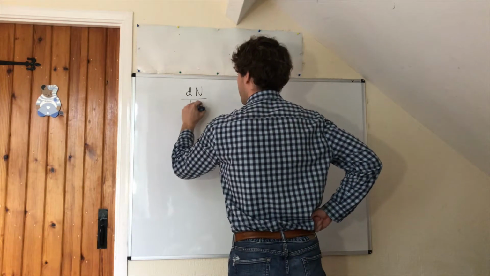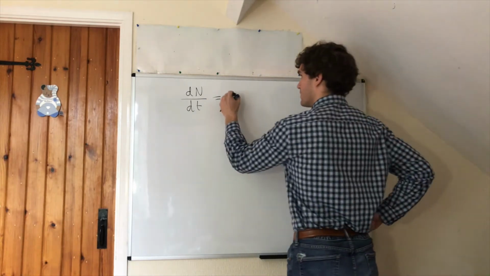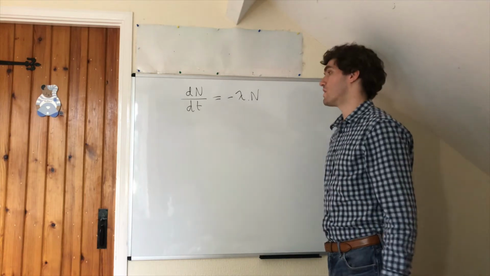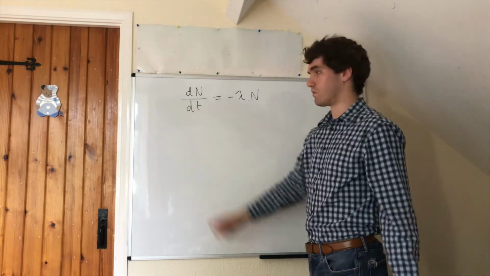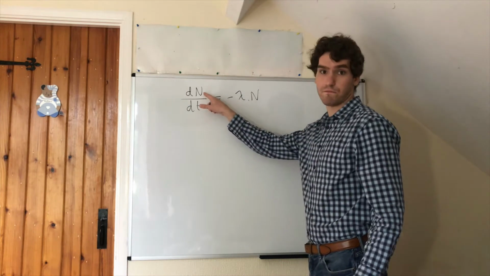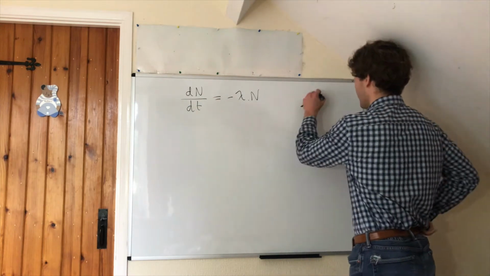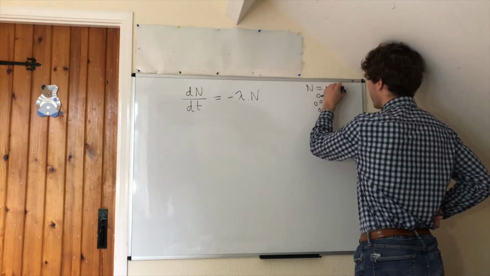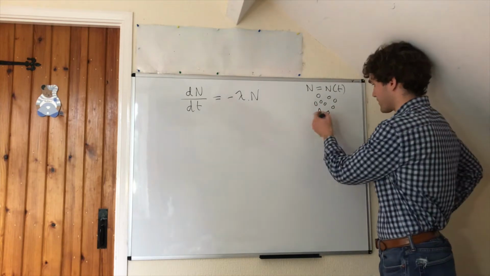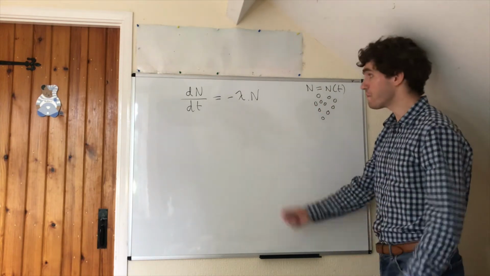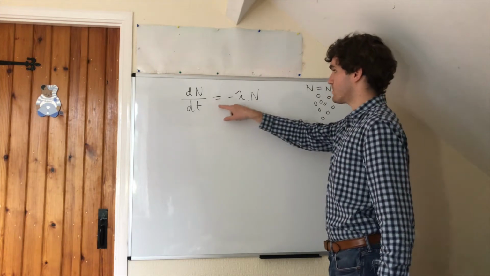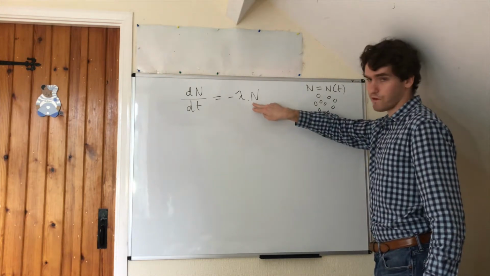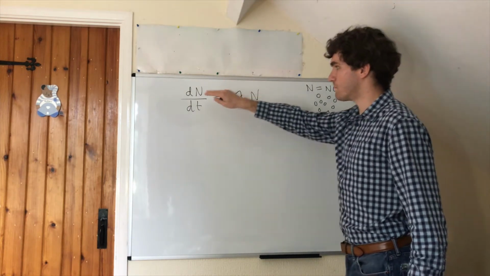So we have dN by dt is equal to minus lambda times n. Now, where does this formula come from and what's this all about? Well, dN by dt is the rate of change of the number of radioactive particles in a sample. So let's say you had n at some time. So n will be a function of time because the number of radioactive particles will change with time as the particles decay. And basically we're saying that it's proportional to the number that are left.